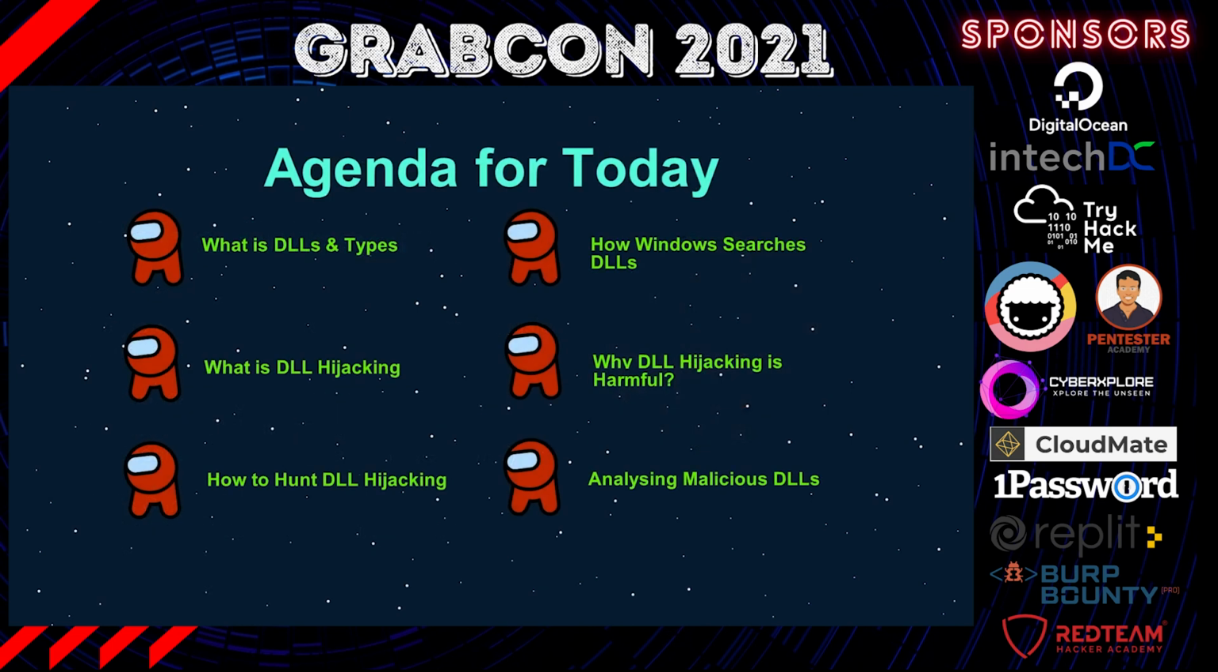So the agenda for today. We are going to see these 6 things. First, what is a DLL and its types? How does Windows search for the DLL? What is DLL hijacking? Why is DLL hijacking harmful? How to hunt these DLL hijacking vulnerabilities? How would you discover these vulnerabilities? And analyzing malicious DLLs. We are going to have a basic overview of analyzing malicious DLLs. We are not going to go much in depth, but yes, we'll cover the above points.